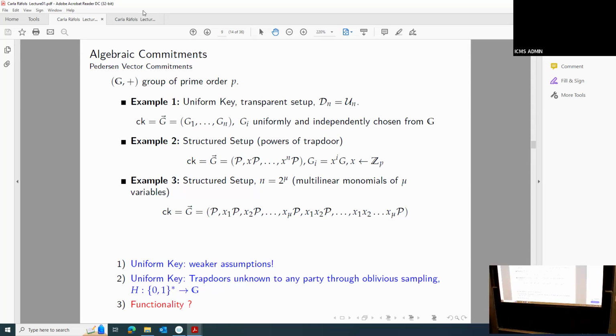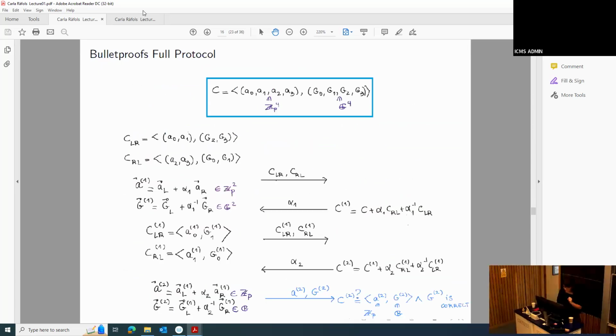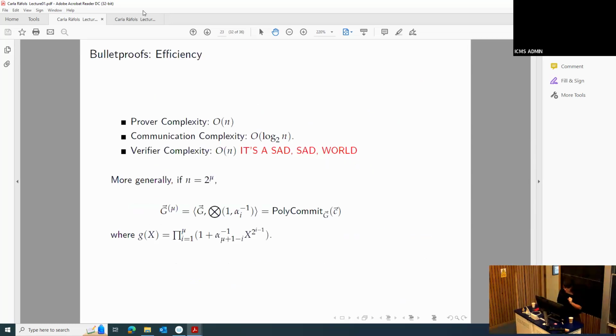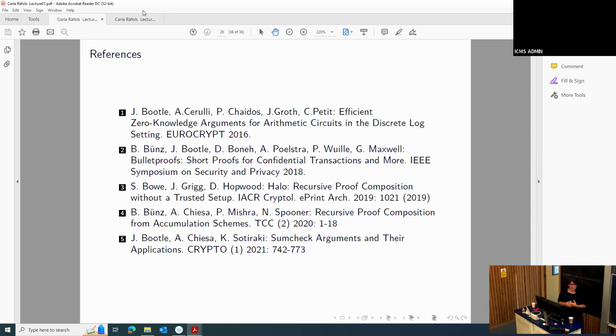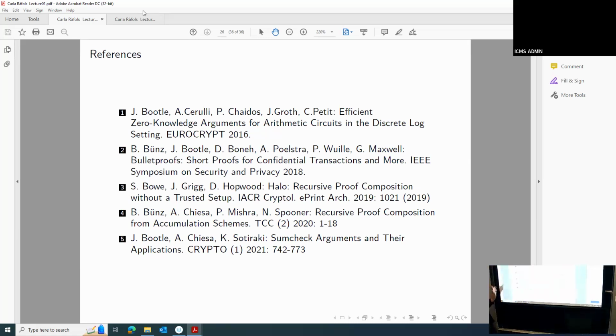The final thing I want to say, because some people asked me, is I didn't say anything about references. I didn't do any of this work. So here you have the basic references, and this trick with amortization essentially comes from this paper, this notion of accumulation, comes from this paper of Bowe and Hopwood, which is Halo, which is also one of the SNARKs deployed in practice in the discrete log setting.